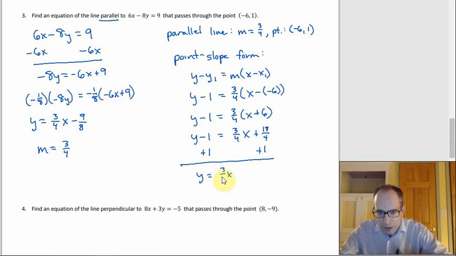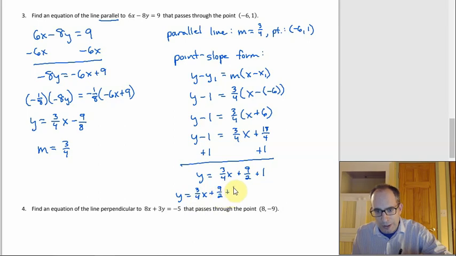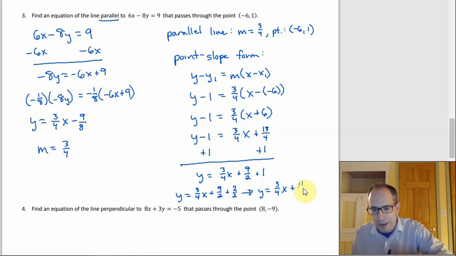So 3/4 x, and then plus 9/2 plus 1. But the 1 you could write as 2/2. Right, so we're going to get y equals 3/4 x plus 9/2 plus 2/2 to get a common denominator, and then the final answer would be y equals 3/4 x plus 11/2.